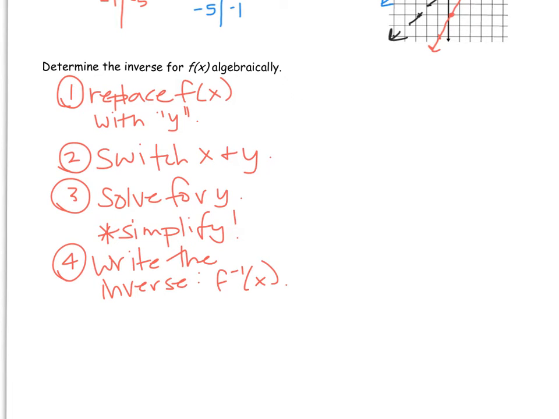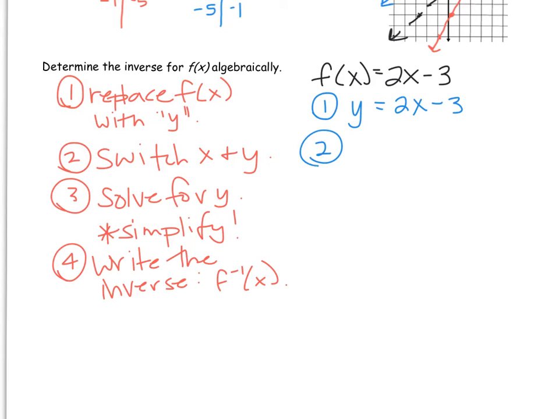Here's what this will look like. Remember, f of x originally was 2x minus 3. That's the original equation that we graphed. So the first thing that we'll do is we'll replace f of x with y. So that's step 1. It's really pretty easy. Step 2, we'll switch x and y around. So instead of y equals, we'll have x equals. Instead of 2x minus 3, we will have 2y minus 3. That step's pretty easy too.